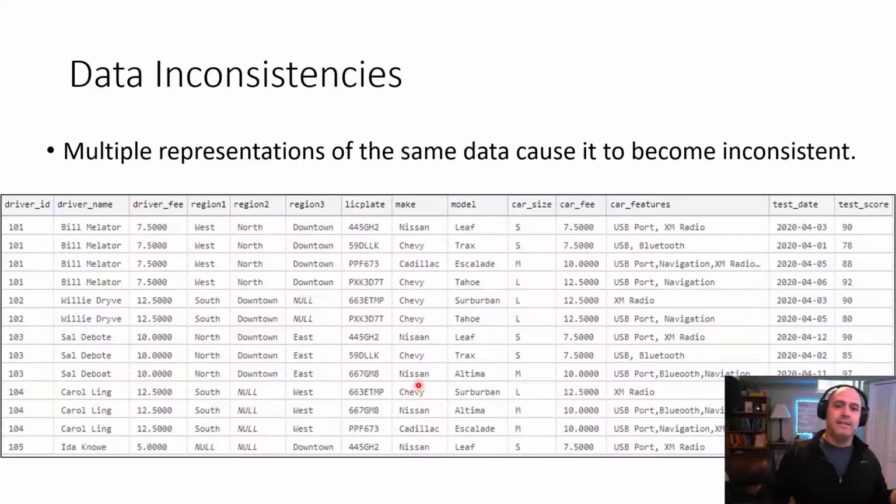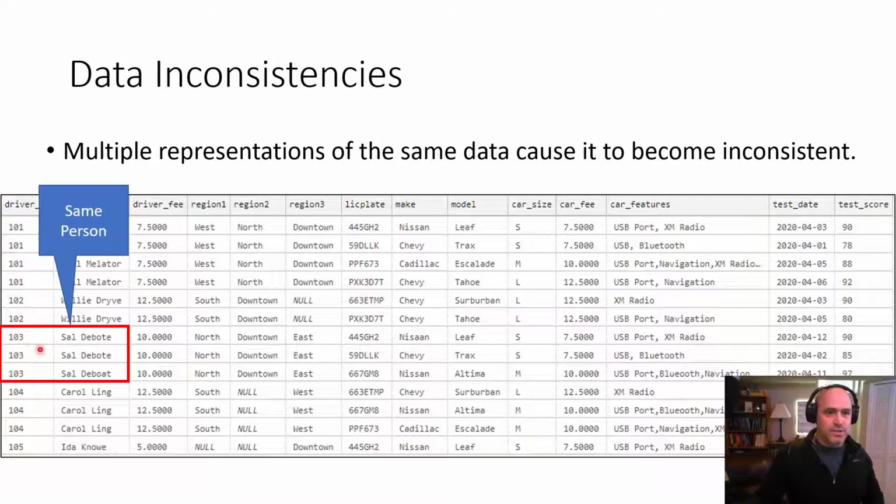So what do we mean by inconsistent data? Well, let's go back to the original example that I just showed you, and let's look at this. Well, this person here sailed the boat. That's the same person, but his name is spelled incorrectly the last time, or maybe it was spelled incorrectly the first two times. We don't know, right? The problem is Sale should only be in this database once, but he's in here 3 times.